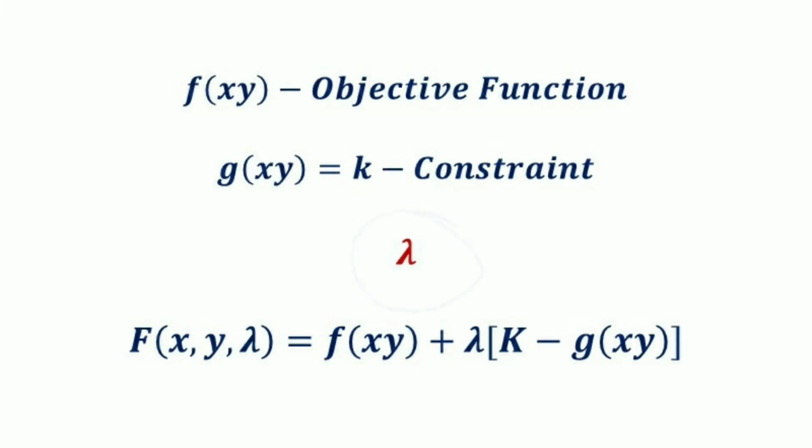Thus, here is the reformulated new Lagrange function F, which is a function of x, y and lambda, where f(x, y) is the original or objective function and g(x, y) is the constraint. Since the constraint is always set equal to 0, the product lambda times (k minus g(x, y)) is also equal to 0, and the addition of this term does not change the value of the objective function.